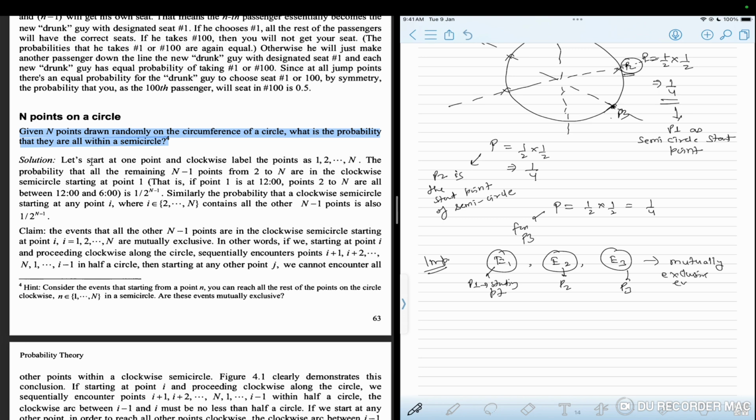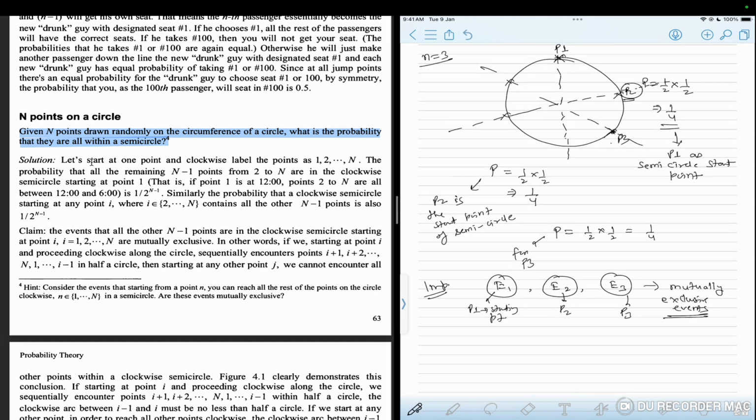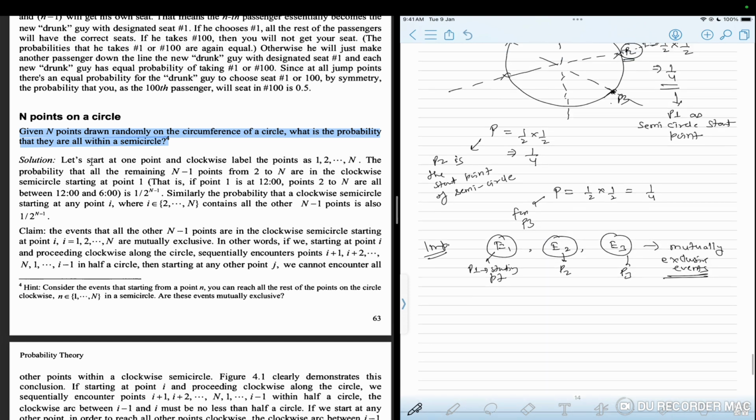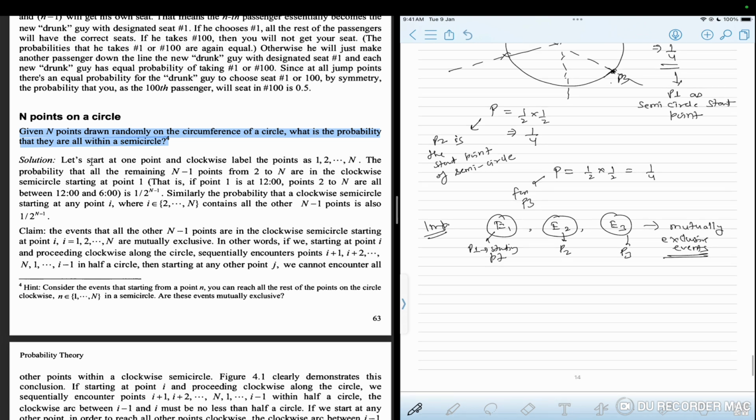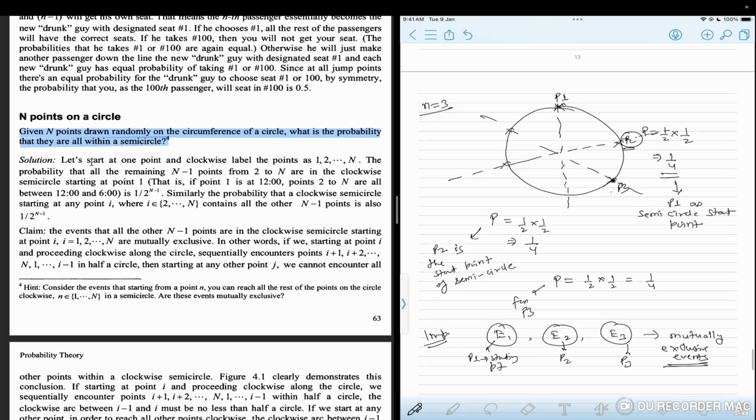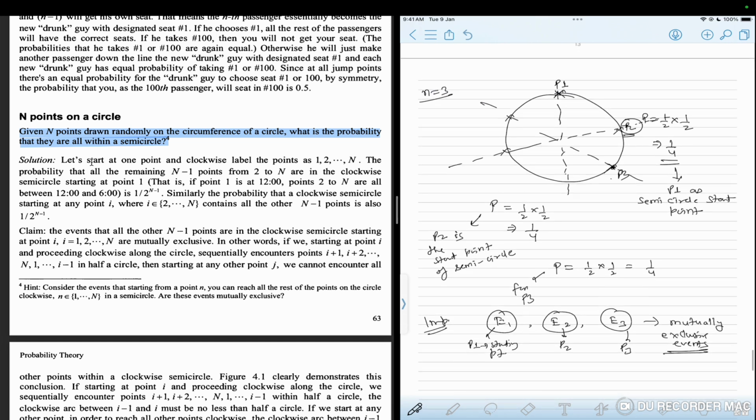Mutually exclusive events. Now, how can we prove that these three events are mutually exclusive? To prove that, let's see the picture once again.